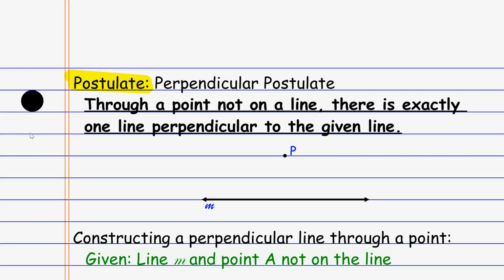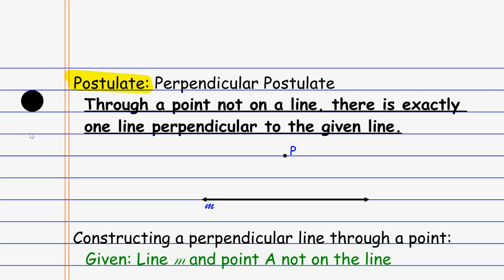If I look at something like this, the perpendicular postulate, very similar to the parallel postulate. The parallel postulate told us that if I have a point that's not on a line, there's exactly one parallel line that goes through that point. And this one says kind of the same thing, but in terms of perpendicular lines: through a point not on a line, there's exactly one perpendicular line to the given line.